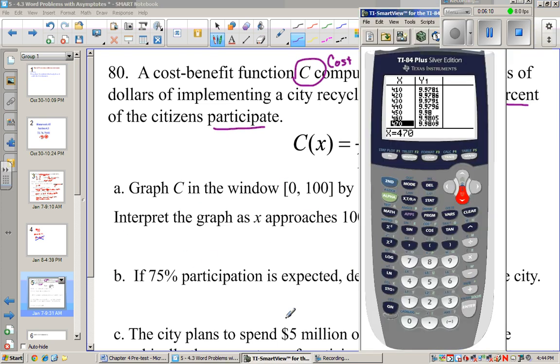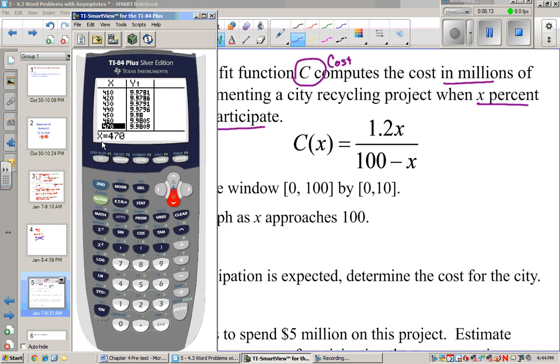So let's go over here, and we're going to go into our y equals. And we've got 1.2x divided by, we want to divide by the entire denominator, so 100 minus x. You might wonder why I didn't put parentheses around the top. That's because there was no plus or minus, so it doesn't matter. But if you want to be careful, you can always put parentheses around the top. It's not a bad idea. So we could put parentheses around the 1.2x, and then also around the bottom, the 100 minus x.